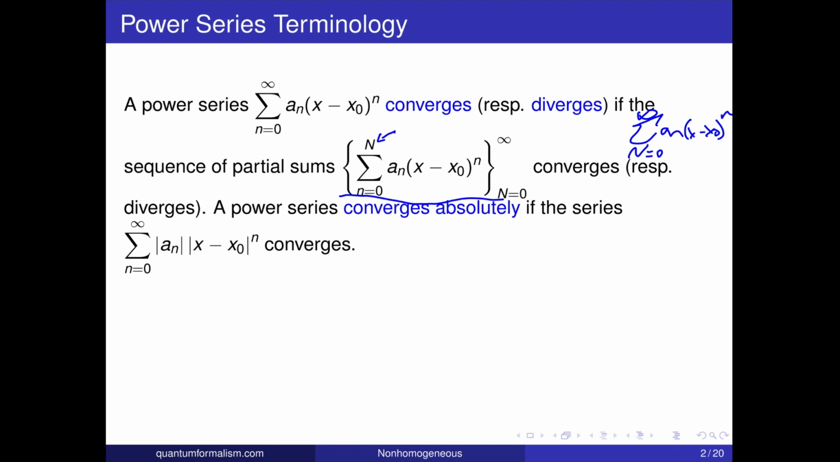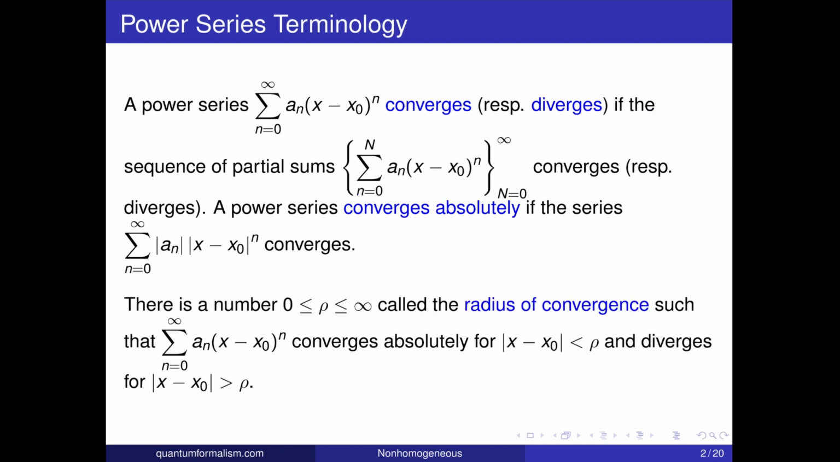Another term: a power series will converge absolutely if the series where you replace all the terms with their absolute values converges. And if a series converges but does not converge absolutely, that's said to converge conditionally.